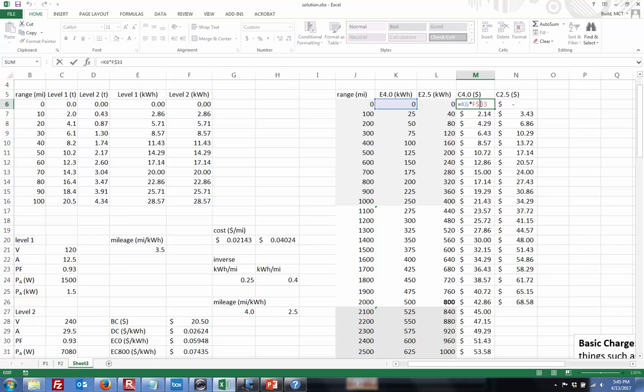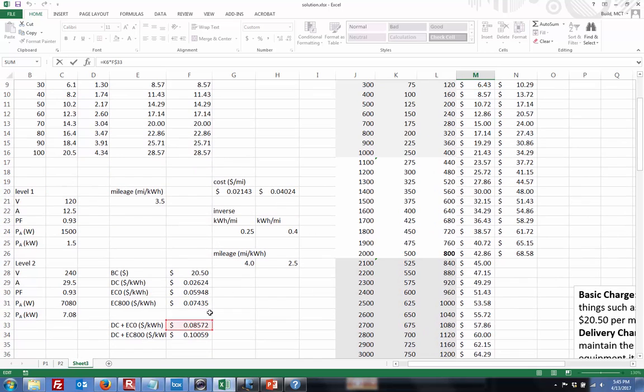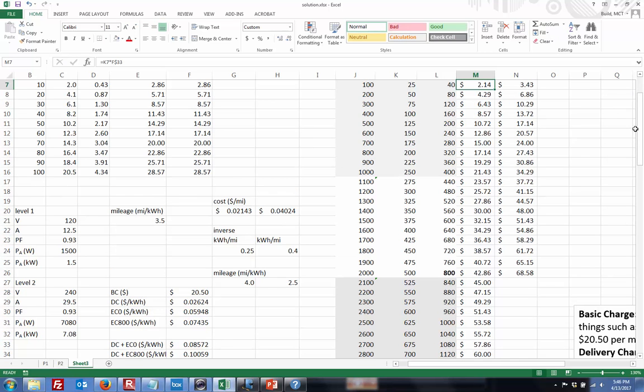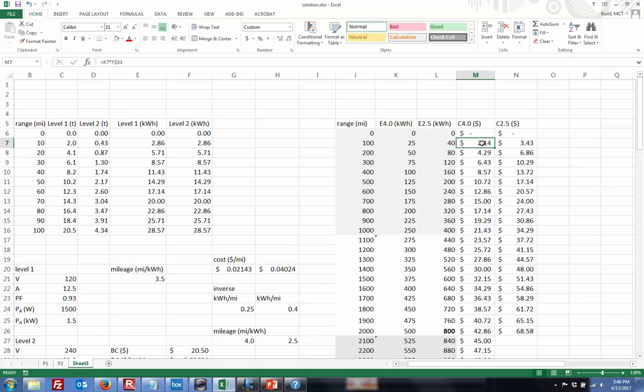Starts out very simply where the cost is the amount of energy times the cost of energy. So we start out at that 8.5 cents. And for the first bit, it's just nice and linear, right? So we just take that function and just drag it down. So each one of these cells is how much energy it took to go that far, multiplied by the cost of energy.